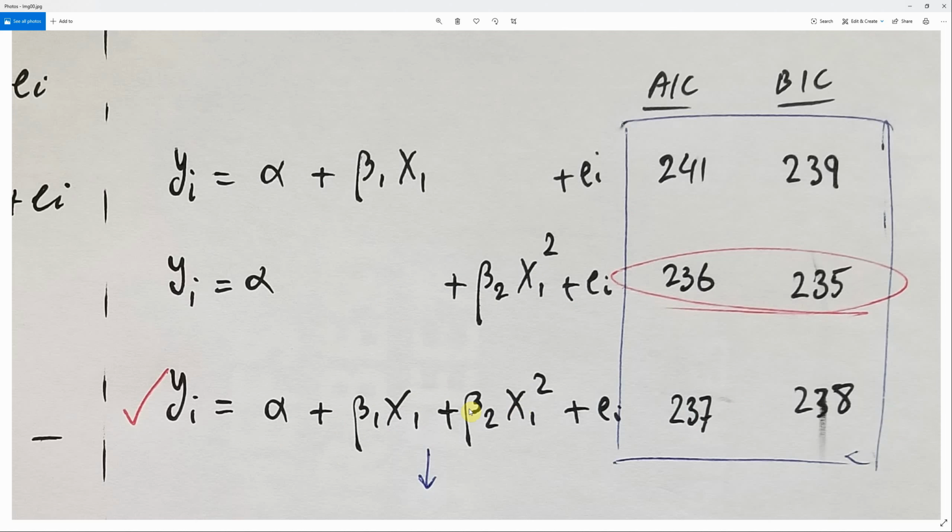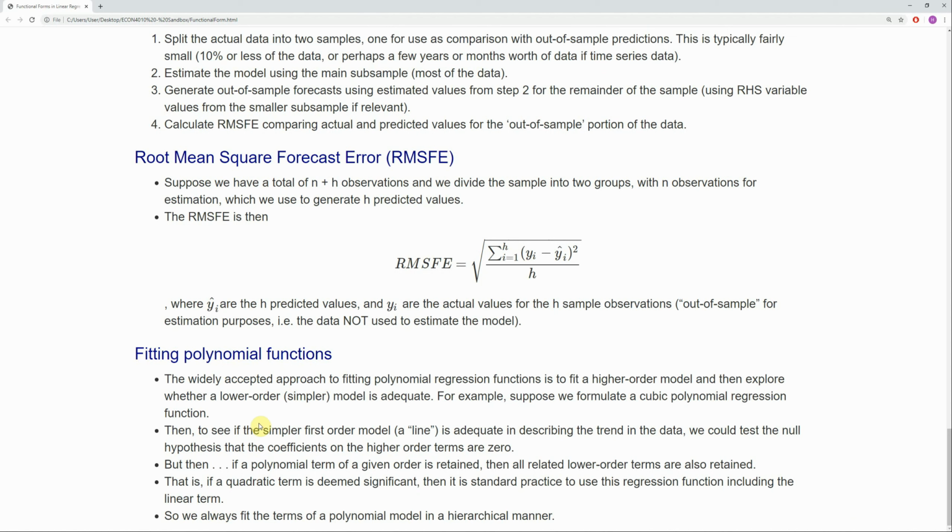This is very similar to something that you see in time series analysis when we are talking about including the lag of a time series variable. If we end up including the fourth lag of some time series variable because it's significant, we will include the other lags going up to the fourth lag as well, although those lags might not be significant in our model. So that's the most important thing that we're talking about when we are fitting polynomial functions, that we always fit the terms of a polynomial model in a hierarchical manner.